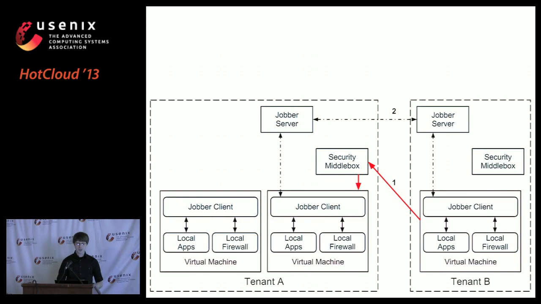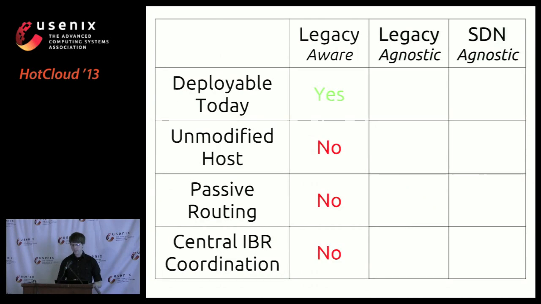So if they do trust each other, the Jobber servers can negotiate and say, okay, we're going to allow this to be a trusted flow. They then talk down to both their clients, and the clients in each individual virtual machine can essentially set up a tunnel or open up the appropriate firewall ports, do whatever they need to do to allow this direct interaction between machines. So this architecture is nice because it's deployable today, but it also has a series of downsides.